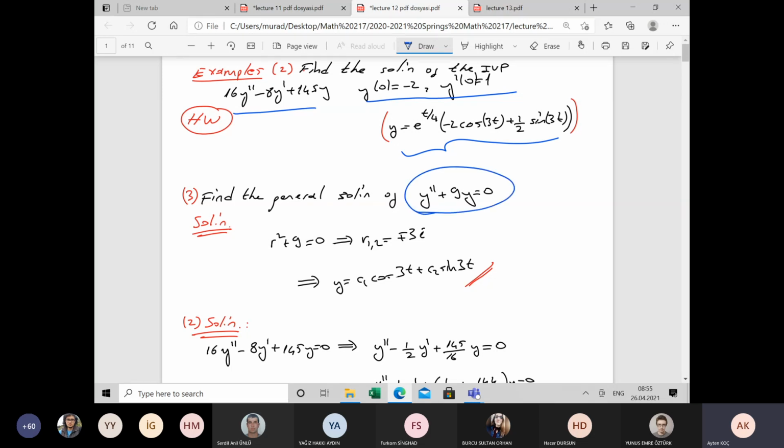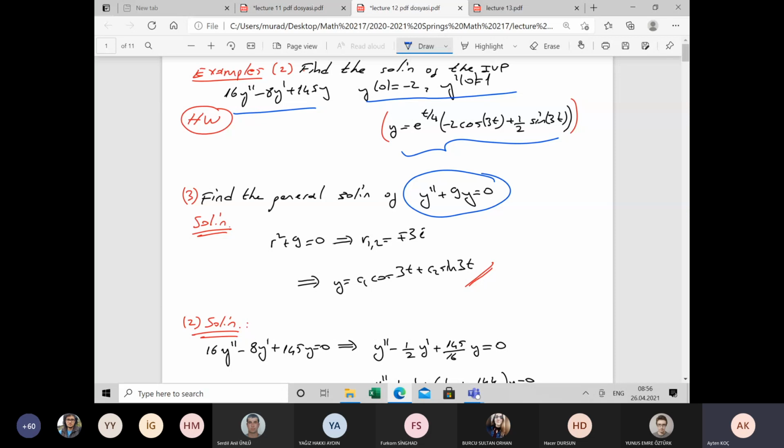First, identify this differential equation. So what's this differential equation? Second order, homogeneous because the right hand side is 0, and constant coefficients, yes, 1 and 9. So, second order with constant coefficients, homogeneous equation. So, how to solve this one?